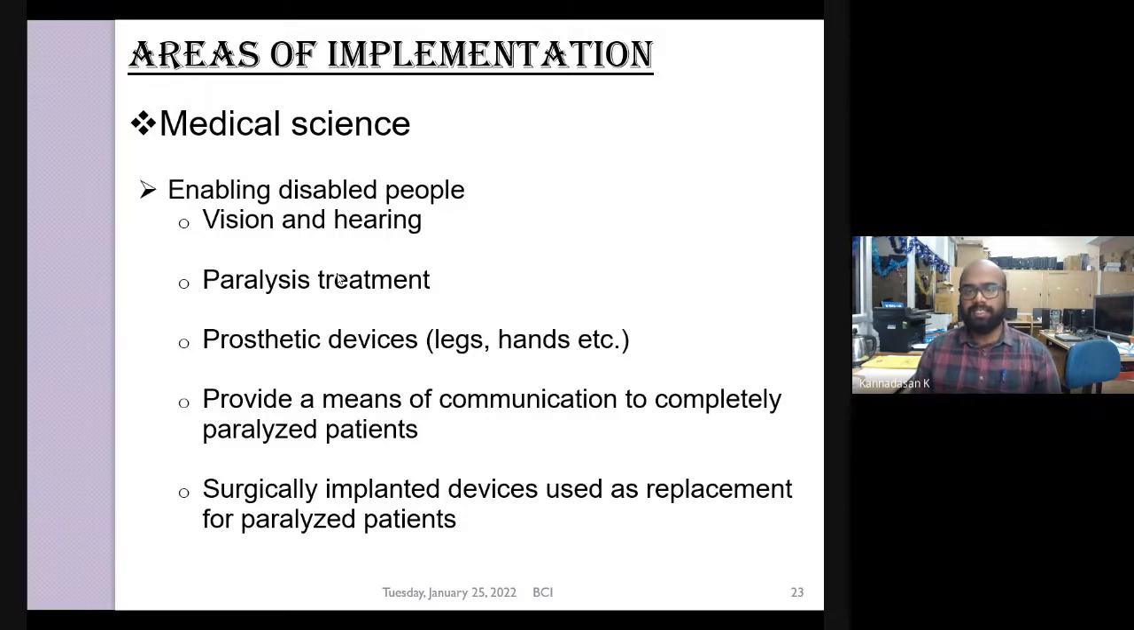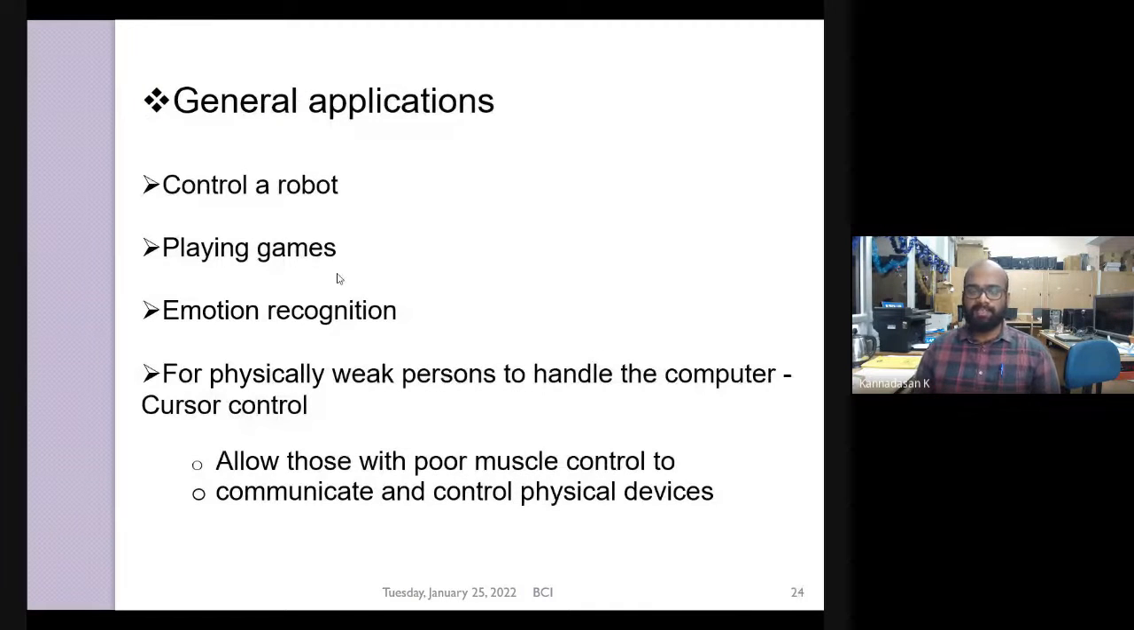Apart from medical science, what else do I have? General applications. You can see controlling a robot. Nowadays, robots are evolving. We have so many robots. At first, robots just did our commands, whatever we had programmed. Then came voice-recognition robots that understand what we are trying to convey and do the actions. In upcoming technologies, we can think of a robot where we think something in our brain, and the robot acts accordingly.